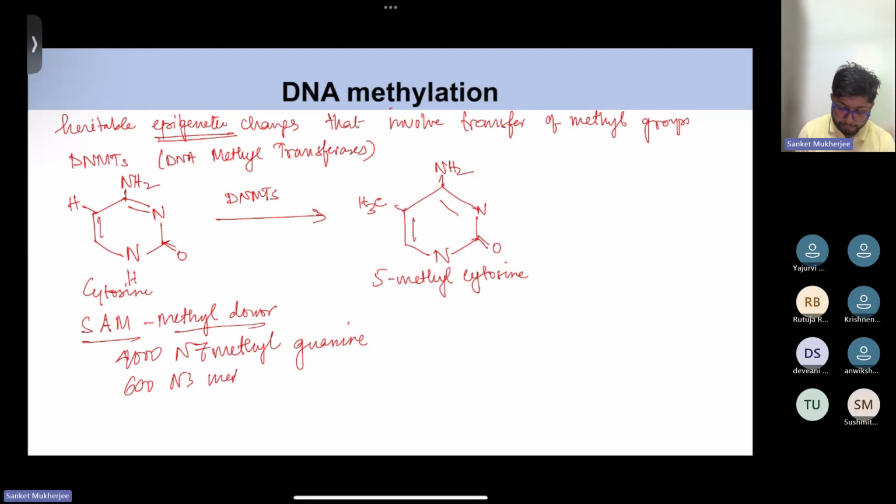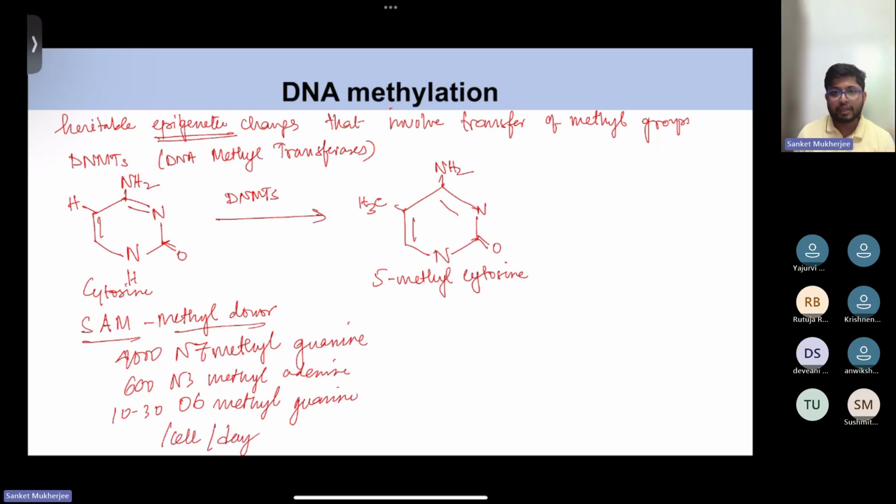Methyl adenine are produced, and then around 10 to 30 O6 methyl guanine are produced. So that is the extent of methylation per cell per day, this kind of a change that happens in DNA. So methylation is a normal process.